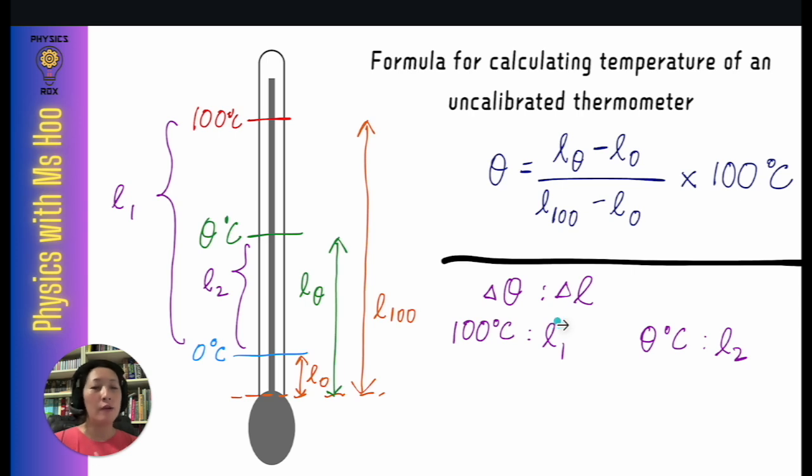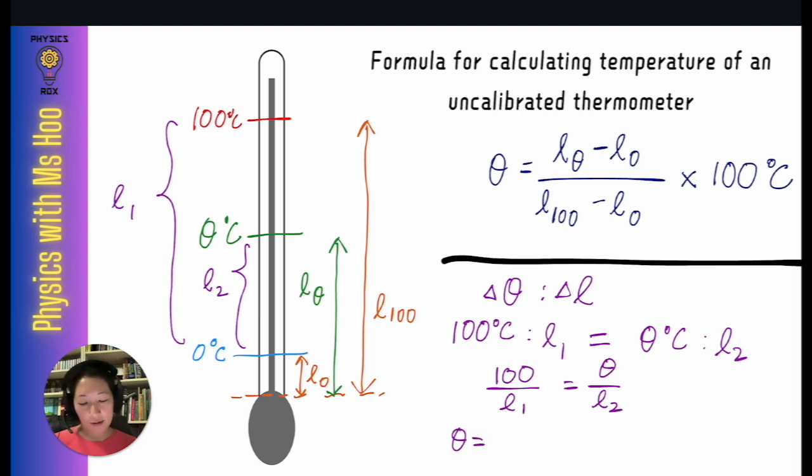Because of the uniform expansion, we can assume that these two ratios are equal. And mathematically, if you recall, you can change the ratio into fractions. So we can write this as 100 divided by L1 equals theta divided by L2. If we rewrote this so that theta becomes the subject, we would get theta equals 100 times L2 divided by L1.